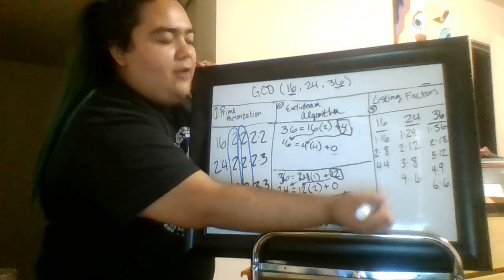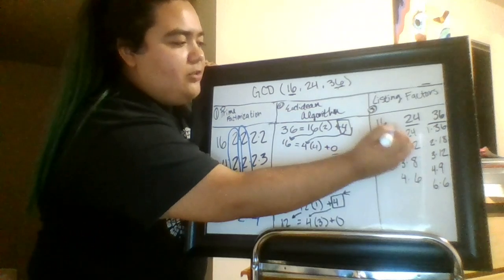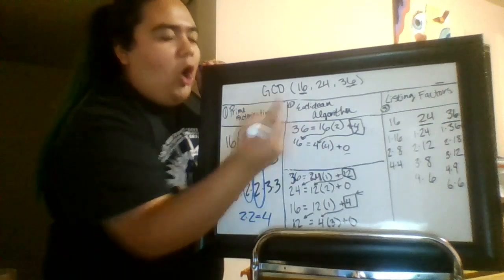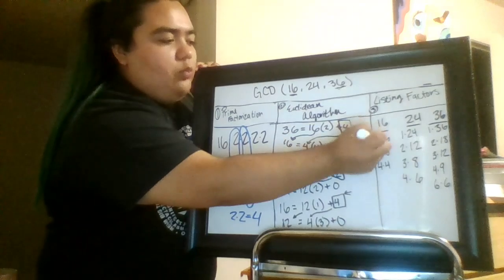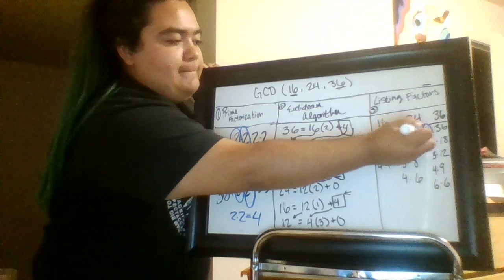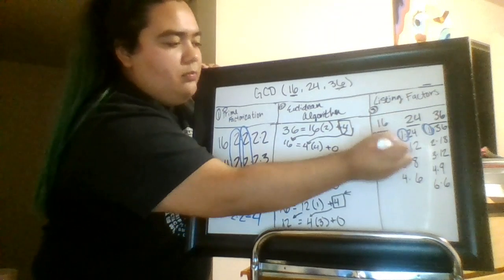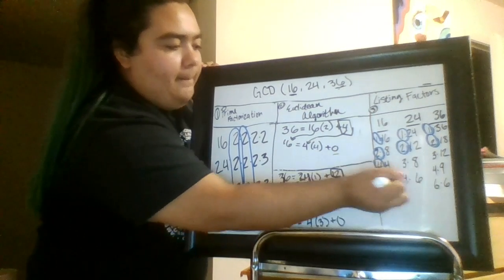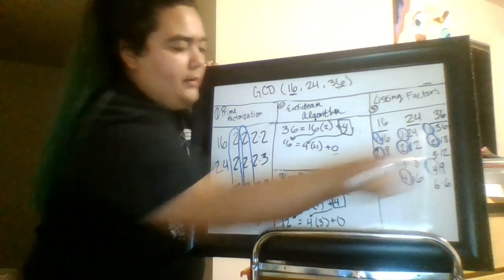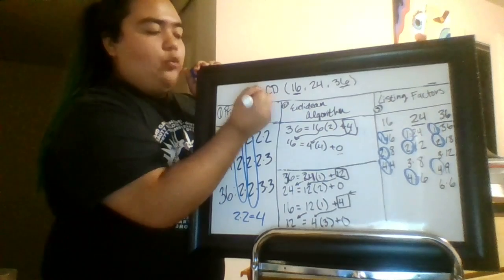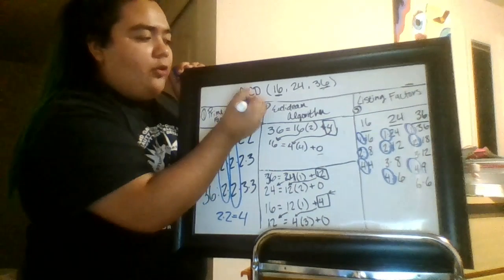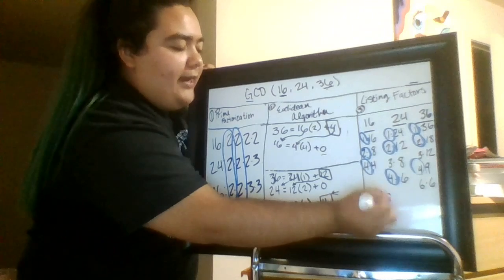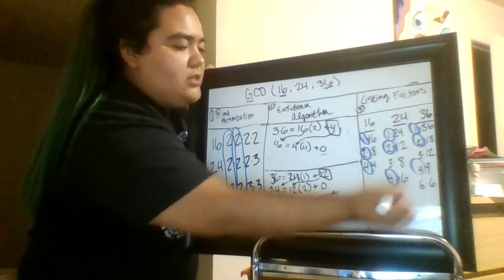After you list all of the factors of each of the 3 numbers, you are then going to circle the common factors, which are 1, 2, and 4. However, since you're finding the greatest common factor or the greatest common divisor, 4 is going to be your answer because that is the largest number here.